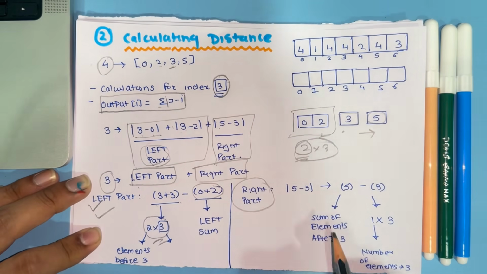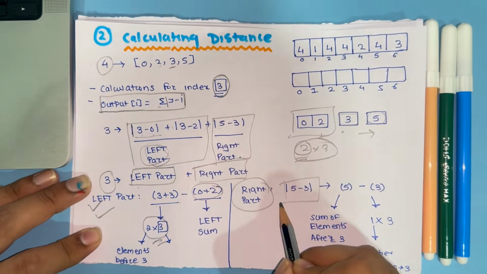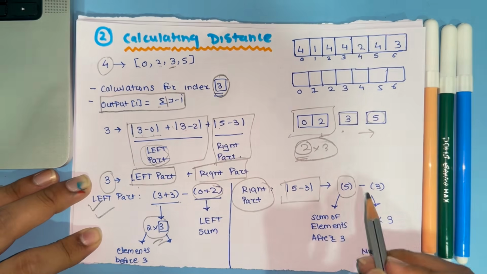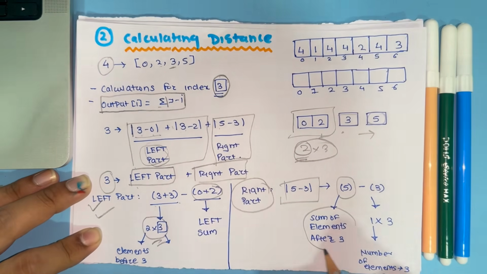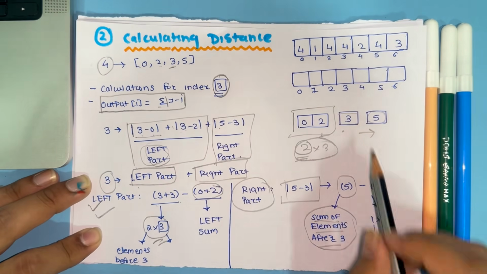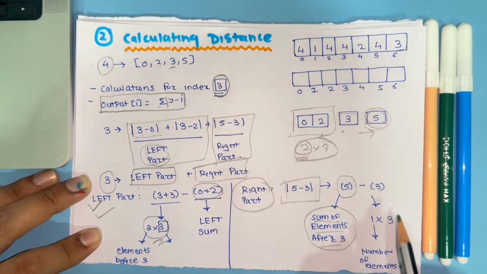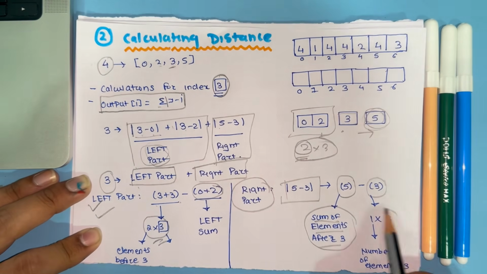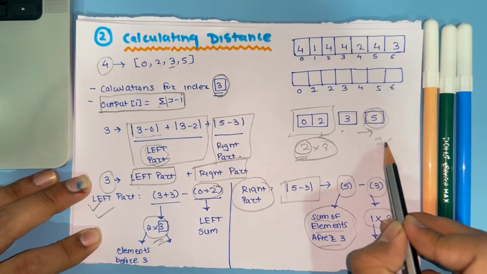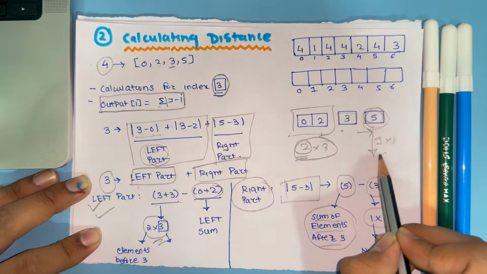Similarly for the right part we can see we are doing modulus of 5 minus 3. So 5 can be seen as the sum of elements after 3. You can see the sum of elements after 3 is 5. And this 3 we are just multiplying one time. So 1 into 3, because there is only one element after 3.